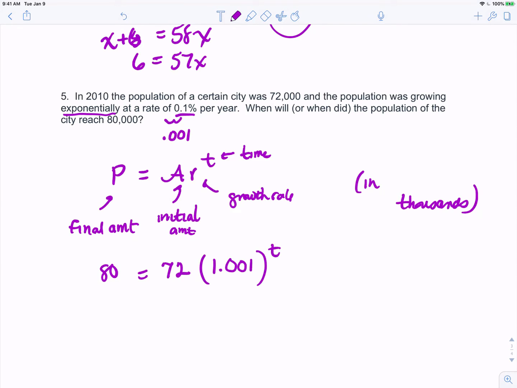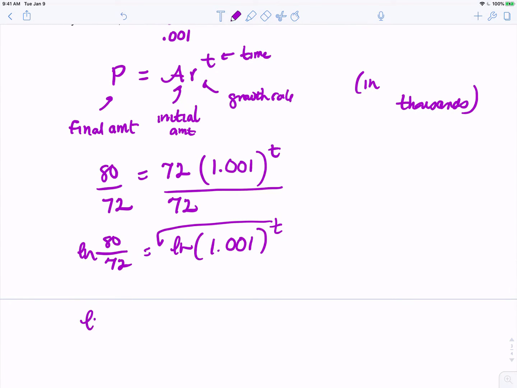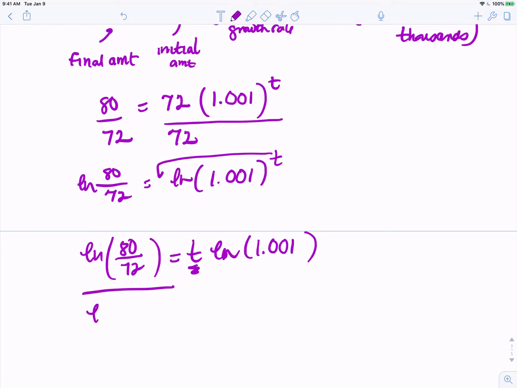And so we'd like to solve this equation. We'll start by dividing both sides by 72 to get the base by itself. So we have 80 over 72 is equal to 1.001 to the t. That's an exponential equation, so we'll take the log of each side. Taking the log of each side allows us to bring the power down. So we have the natural log of 80 over 72 is equal to t times the natural log of 1.001. To get t by itself, we simply have to divide both sides of this equation by the natural log of 1.001.